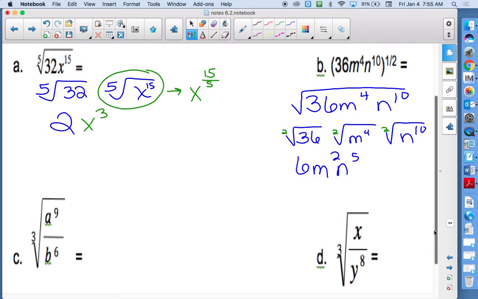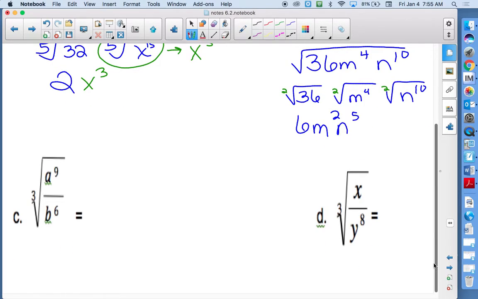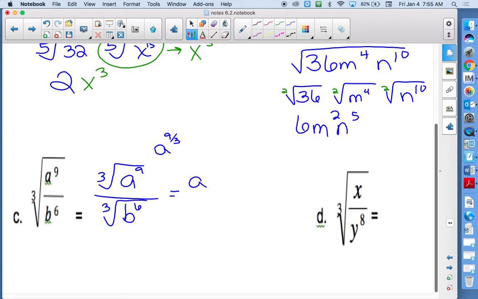All right, so let's look at letter C. Instead of multiplying now, we have division underneath a radical. So we can really look at this as the cube root of a to the 9th and the cube root of b to the 6th. So still dividing. Melanie, what would the cube root of a to the 9th make? A to the 9 over 3. Yep, what is 9 over 3? 3. Yeah. So the top one becomes a to the 9 over 3, which is just a cubed.